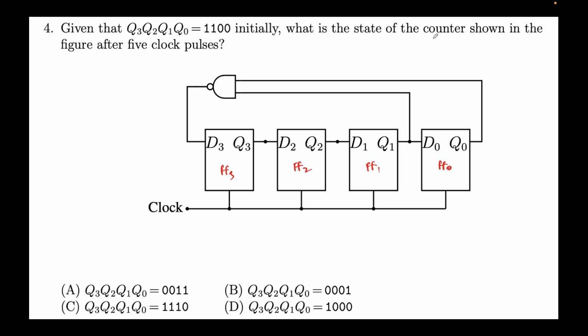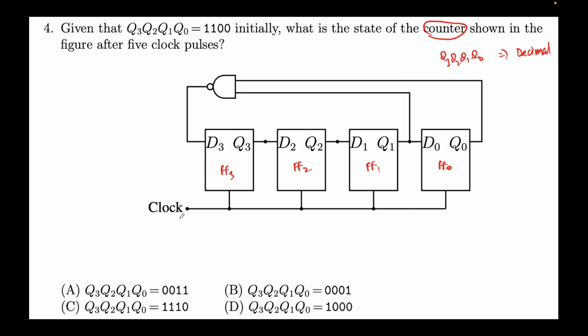Now it asks: what is the state of the counter shown in the figure after 5 clock pulses? Again this term counter comes. Why is it a counter? Because if you express Q3, Q2, Q1, Q0, where each one corresponds to 1 bit, in decimal, it will give you some number between 0 and 15. And the way it's changing, it will be counting up, maybe skipping some values. We don't know what's going to happen, but that's why it's often referred to as a counter.